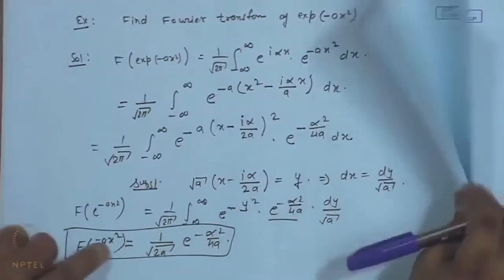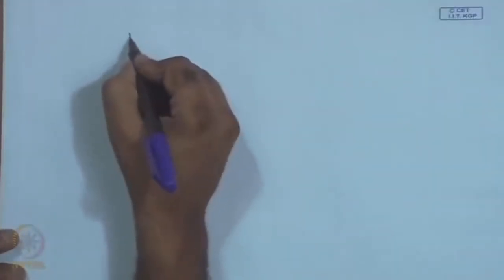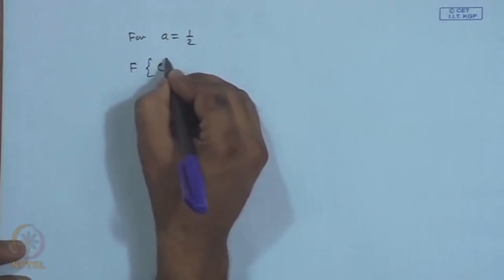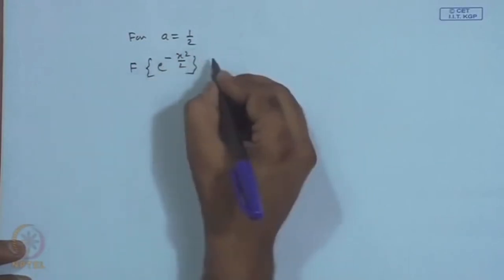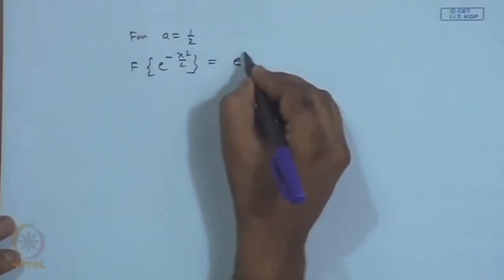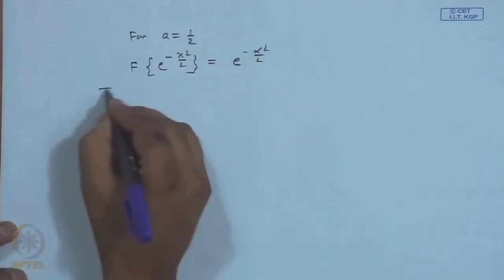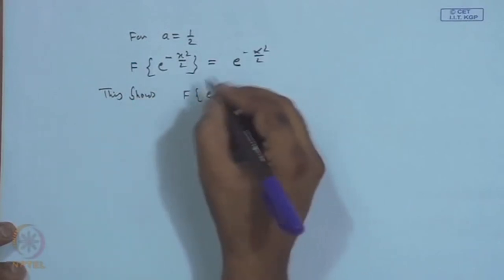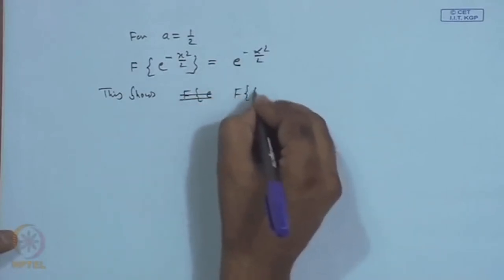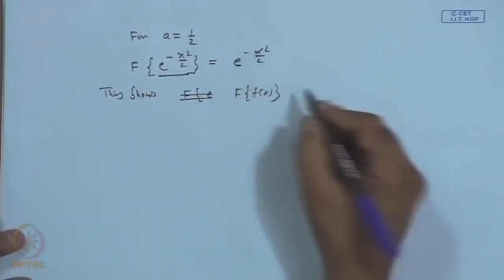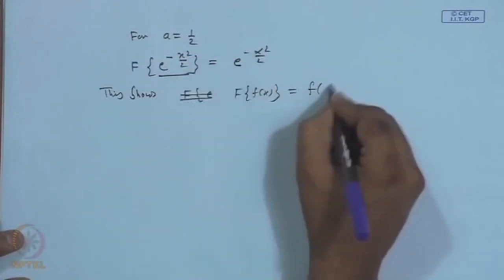And just to note that if we take a is equal to half here, what will be the result, e power minus x square by 2: a is half, so this term is gone now, so e power minus alpha square over 2. So this shows that in general the Fourier transform of this f(x), the Fourier transform of e power minus x square by 2 is just e power minus alpha square by 2. So we replace just x by alpha. So this is f(alpha).